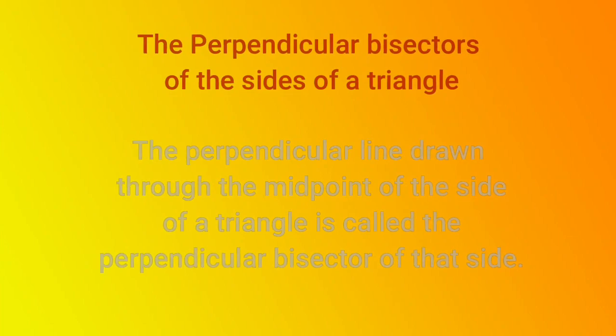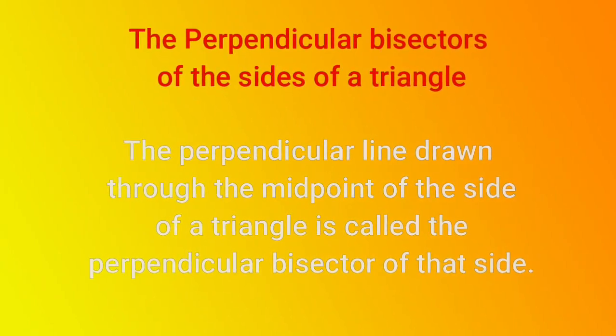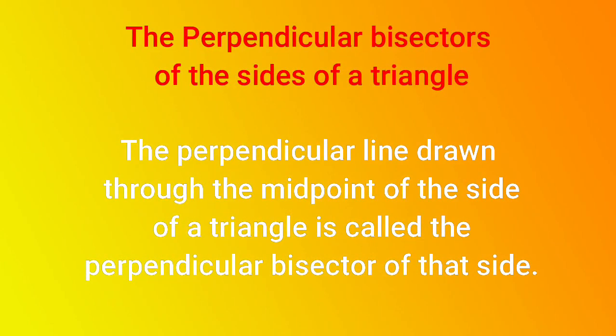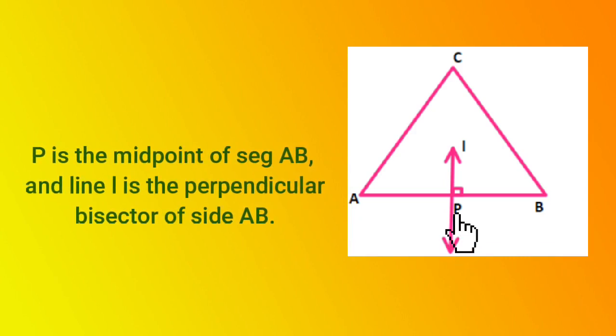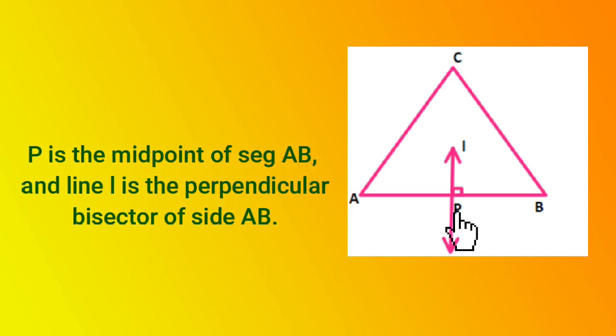The perpendicular bisectors of the sides of a triangle. The perpendicular line drawn through the midpoint of the sides of triangle is called the perpendicular bisector of that side. In the figure alongside, P is the midpoint of segment AB and line L is the perpendicular bisector of side AB.